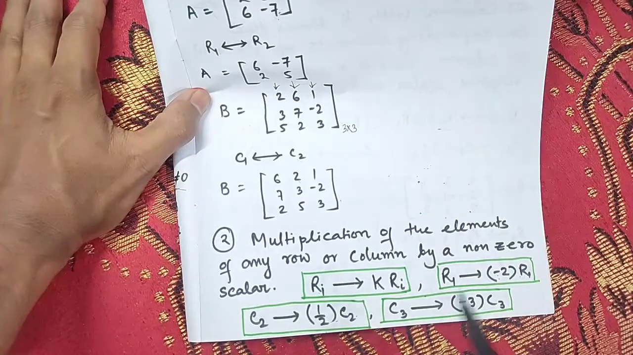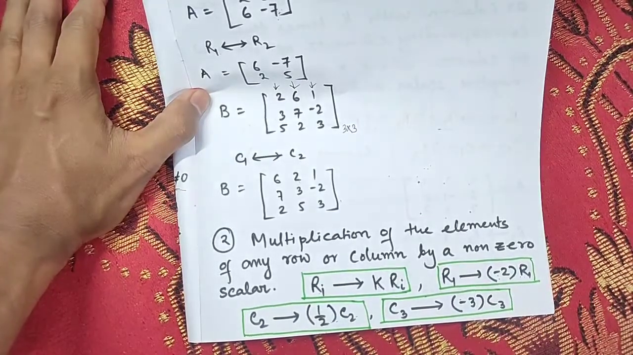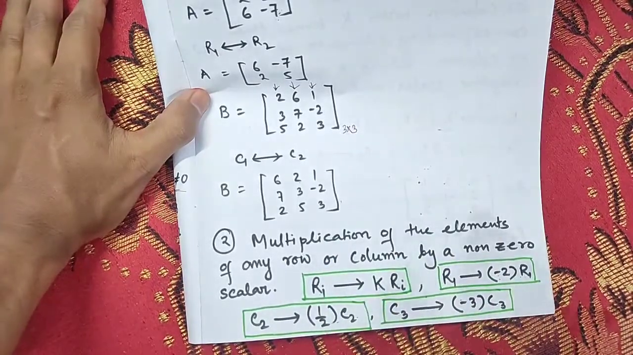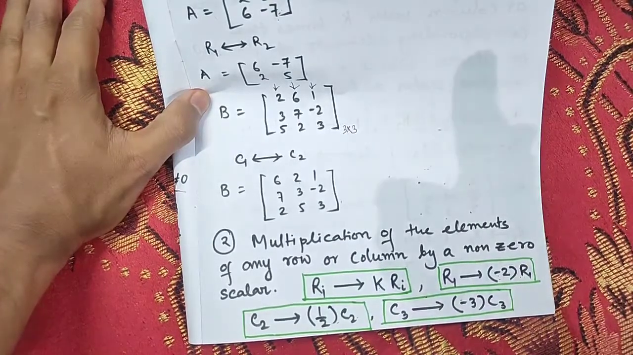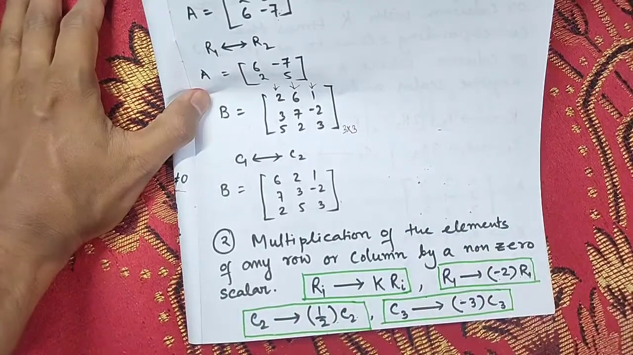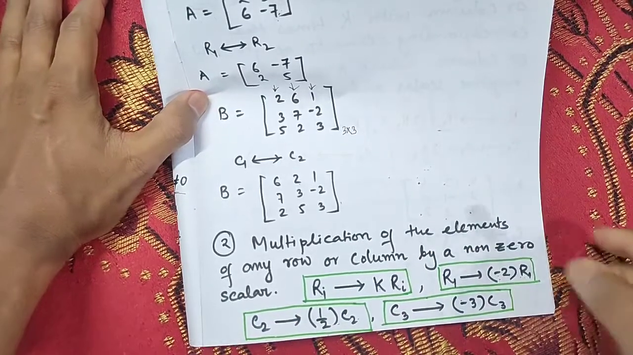Now, when we have to apply these operations, I will teach you, no problem. Just remember that these types of operations can be performed to find the inverse. So the first is interchange of rows or columns, and the second one is multiplying a scalar with that particular row or column.